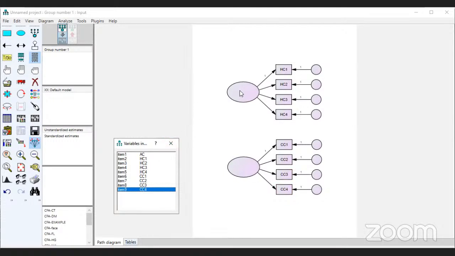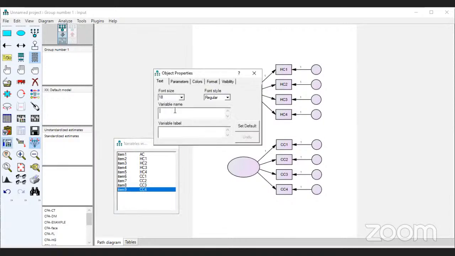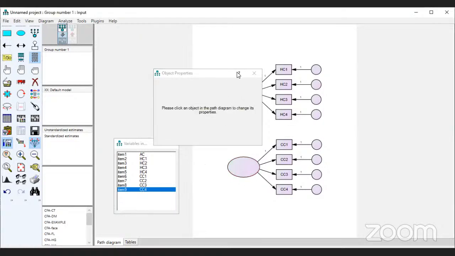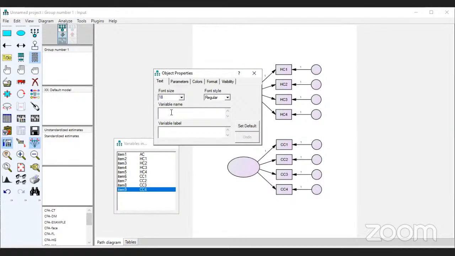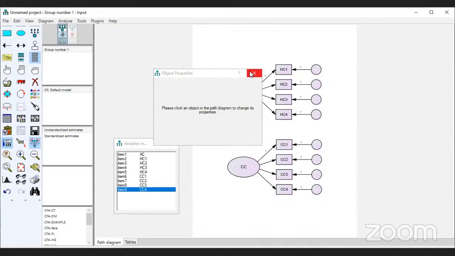Now, the name of this factor, what do we call this one? I can just give it a name. This one has its own name. You can call this HC. So HC is hostel condition. Just type HC. You can increase the font size if you want it to be bigger. The same thing here, just double click, give it CC, that's classroom condition. I want to increase this to 20. That's it. You have seen it.